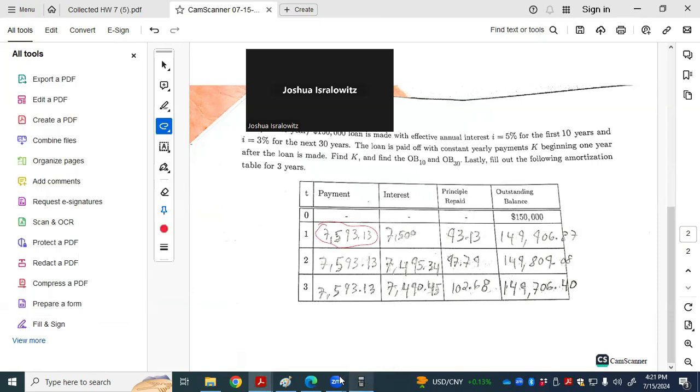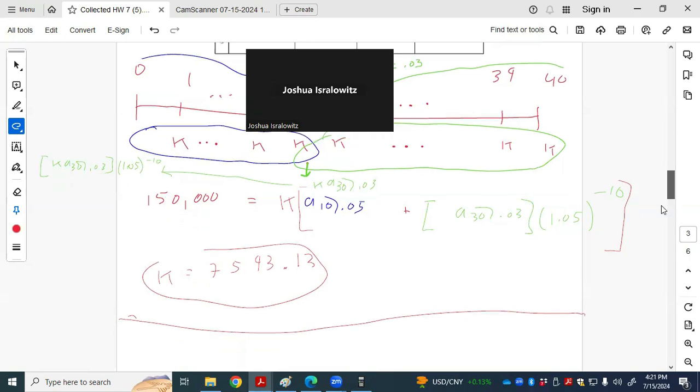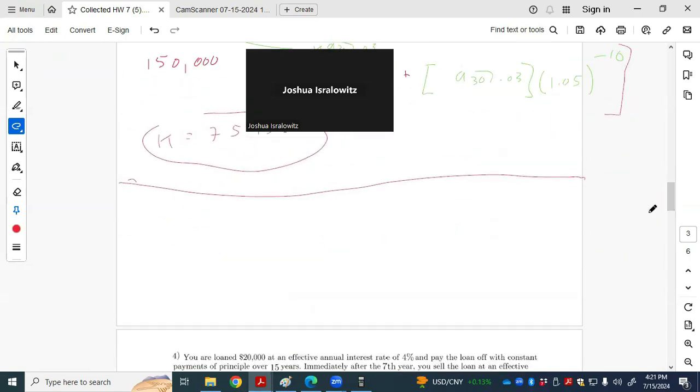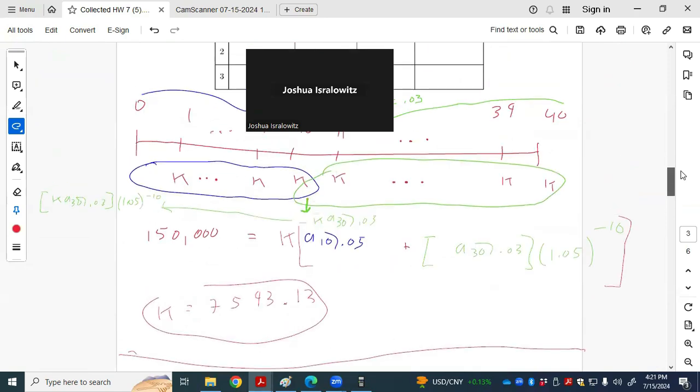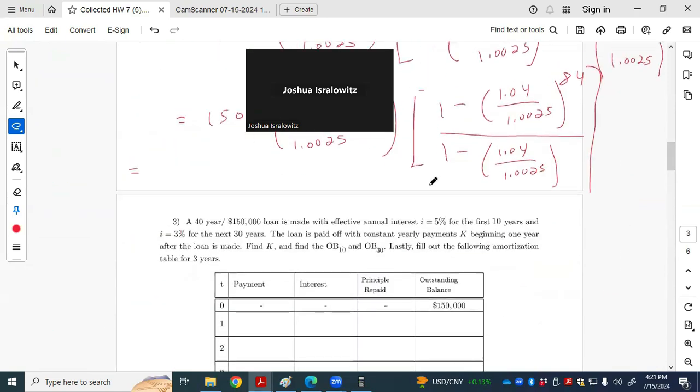All right, so let's go back to this here. We want the outstanding balance after 10 years. We do not have constant payments and constant interest rates for the duration of the loan. So we're not going to use that shortcut formula.